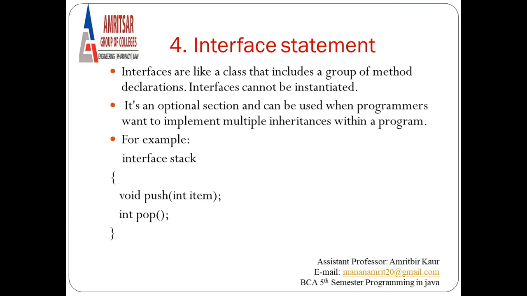So here is the example to define our interface. Firstly, the keyword interface, then Stack. Stack is the name of the interface. Then the body of the interface starts with curly braces. In the interface, two methods, two functions, are declared. So this is the interface section, in which we define our interface.